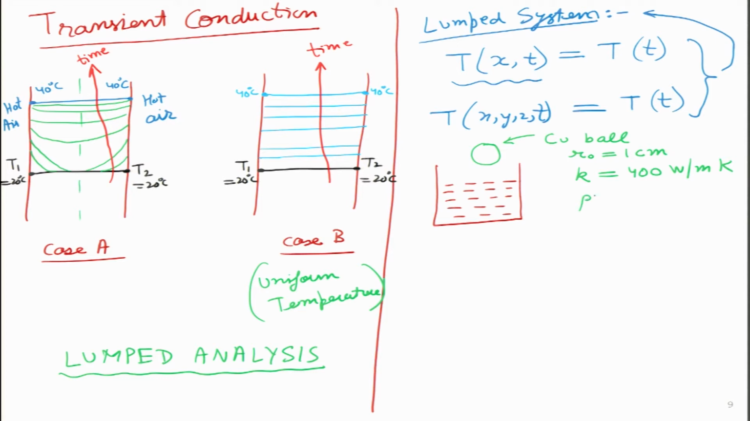I also know its density. Density for copper, if I remember correctly, is about 900 kgs per meter cube. Now, I can also figure out, because I know the dimension of this particular ball, by the way, I can also write its specific heat. It is about 400 joules per kg Kelvin.